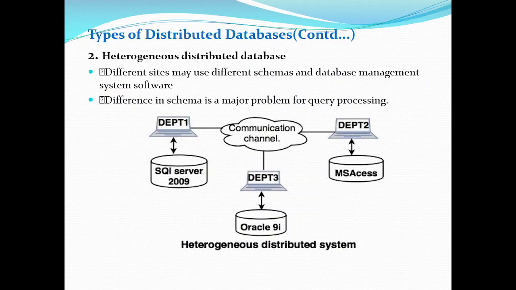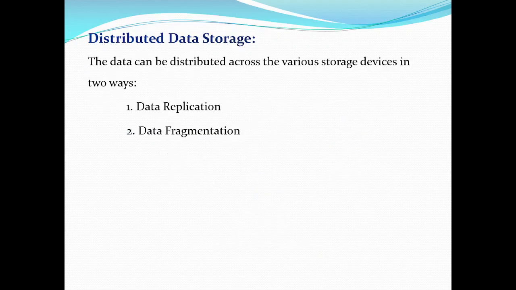The second type is heterogeneous distributed database. Different sites may use different schemas and database management system software. Difference in schema is a major problem for query processing here. So you have the communication channel. Department 1 is using SQL Server 2009, Department 2 is using MS Access, and Department 3 is using Oracle 9.